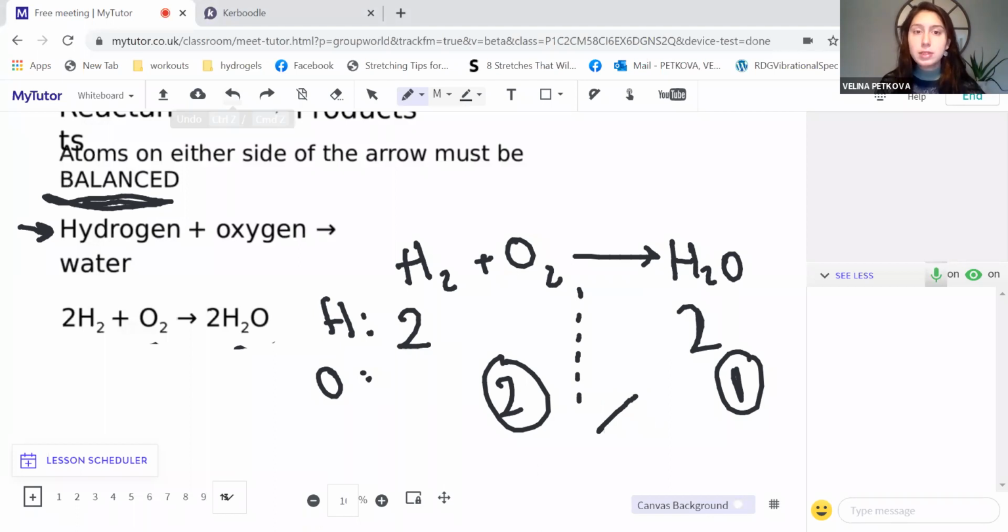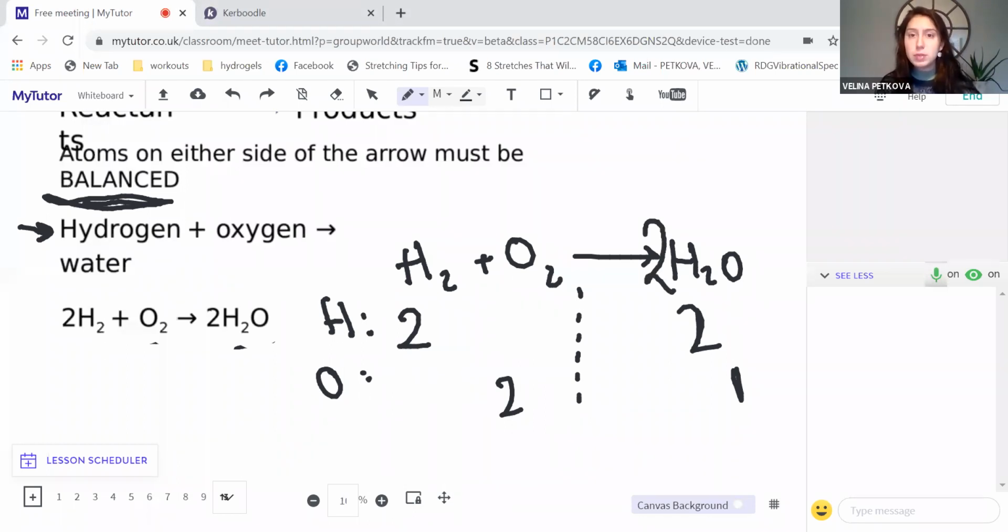So how will we start? Let's start by trying to balance our oxygens. So how can we balance our oxygens? We can add a big 2 in front of the water, okay? So now if we count up, how many oxygens do we now have on our right-hand side? Oh, it's now gone to 2. So the oxygens are happy, because they are now balanced.